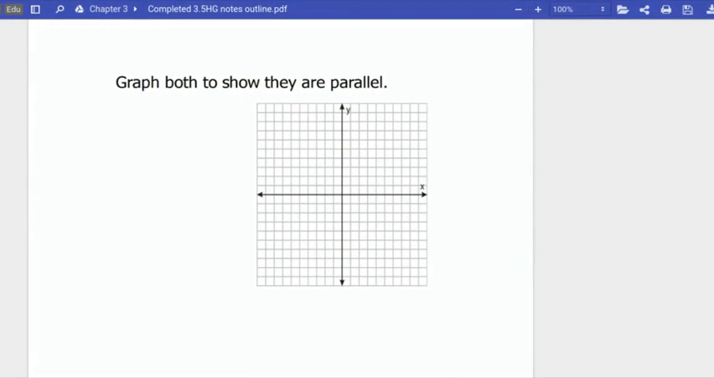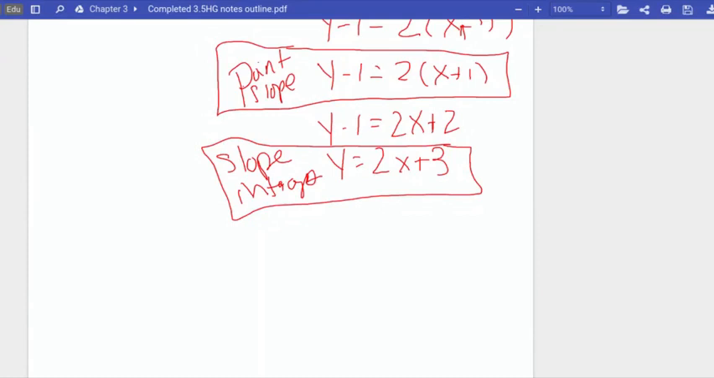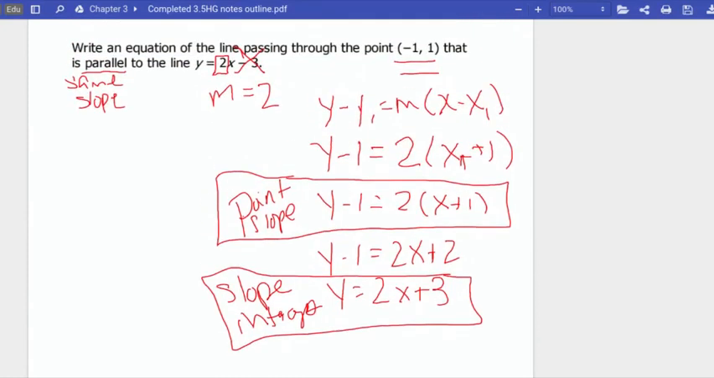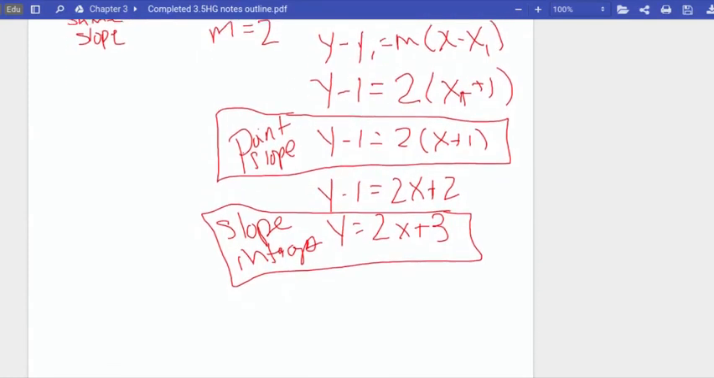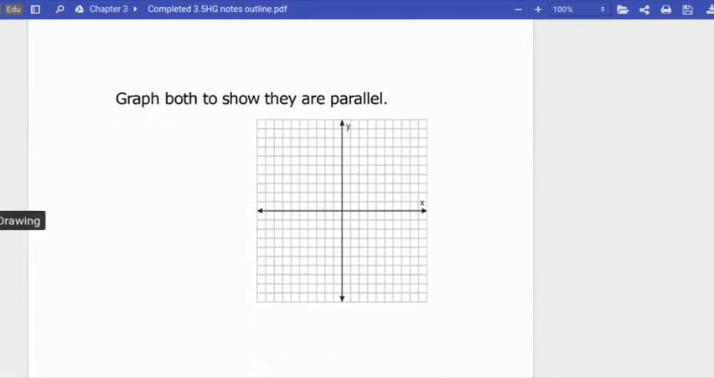So what we're going to do next is graph both of them in order to show that they are parallel. So we need to do a quick refresher on how we graph. So let's write down those two equations. Now I'm going to do the slope intercept form. So we have y equals 2x minus 3 and y equals 2x plus 3. Those are the two that we need to graph.